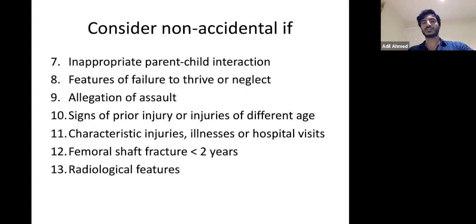Other features are failure to thrive, a previous NAI case that has been raised with the same kind of family. Normally these get flagged up when the patients come in. And as we discussed, femoral shaft fracture is very unusual, especially in non-ambulant children.